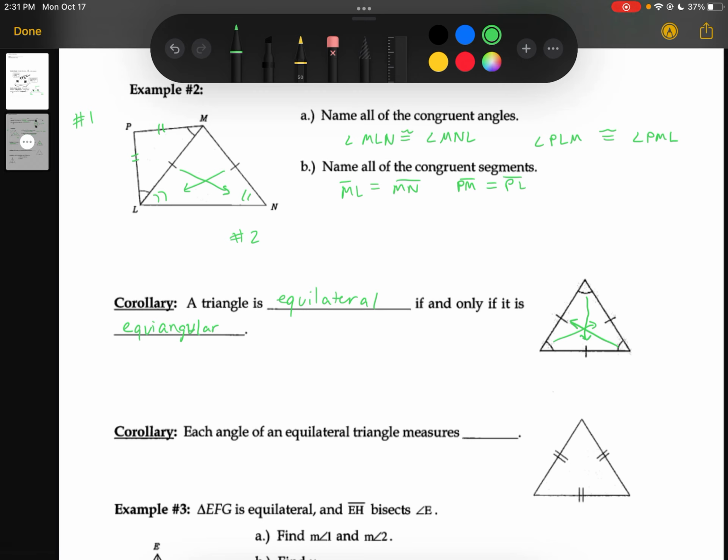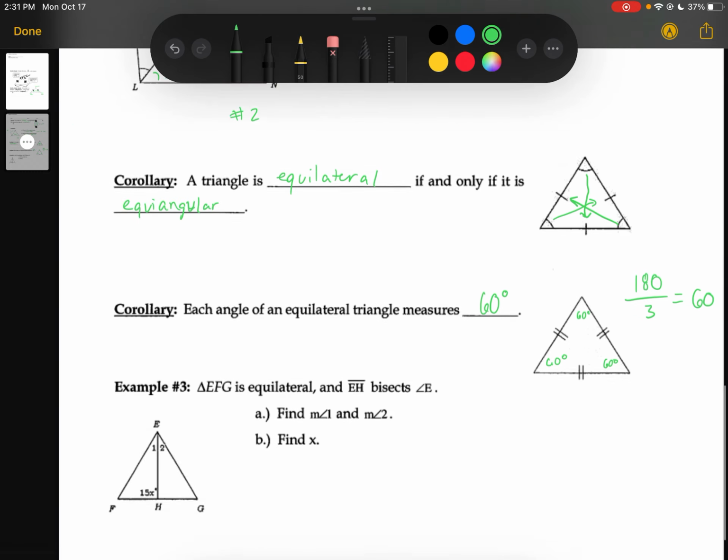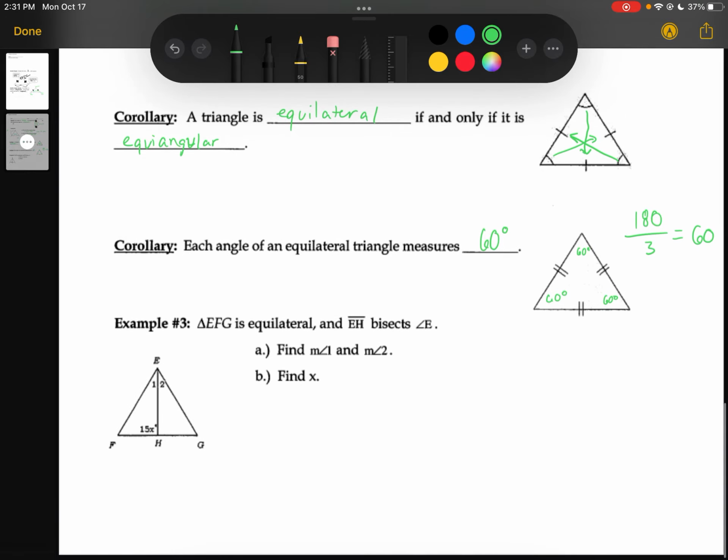So the flip side of this is each angle of an equilateral triangle measures 60 degrees. If you have sides that are the same, the only way that we can do that is if we take 180 and we split it into 3 equal parts for the 3 equal angles, and that gets us 60 for each of those. Because there's 180 degrees in a triangle, the only way that can work is if they all add up to 180, and it has to be 60 for that to be true.